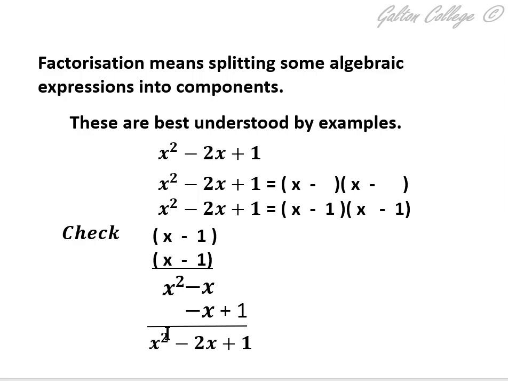Add those up. We get x squared minus 2x plus 1, which is our starting expression. So the answer is right. We have factorized this into its constituent parts. X minus 1 times x minus 1. So we factorized it by going across there.